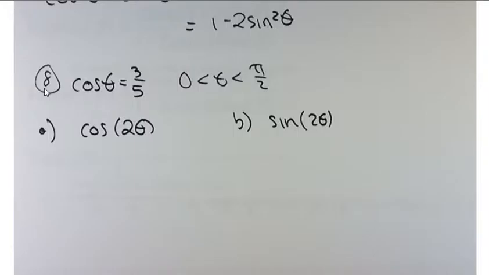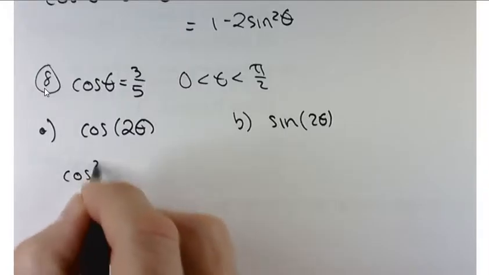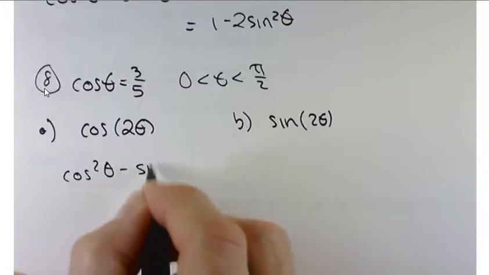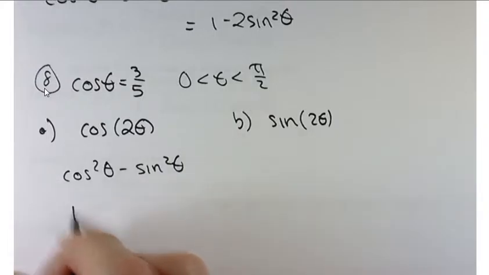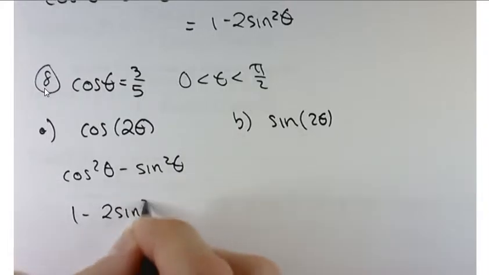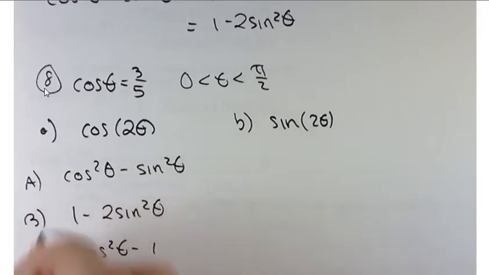We've got three choices for the cosine of 2 theta. There's cosine squared of theta minus sine squared of theta. There's 1 minus 2 sine squared of theta. And there's 2 cosine squared of theta minus 1. So let's label them A, B, and C.